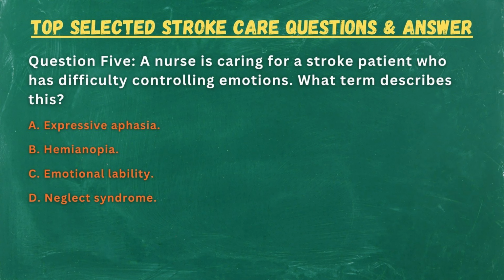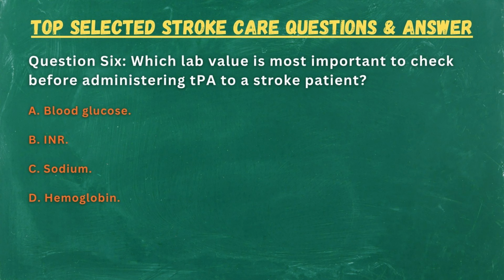Question 5. A nurse is caring for a stroke patient who has difficulty controlling emotions. What term describes this? A. Expressive aphasia. B. Hemianopia. C. Emotional lability. D. Neglect syndrome. Answer: C. Emotional lability.